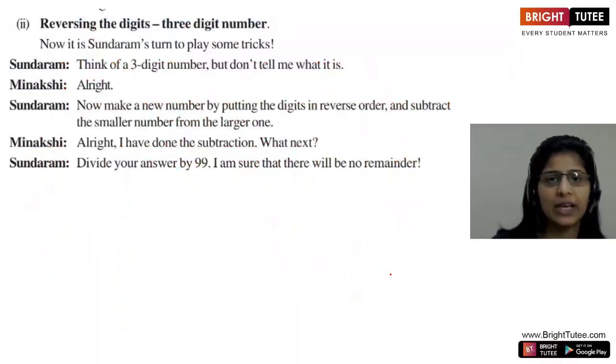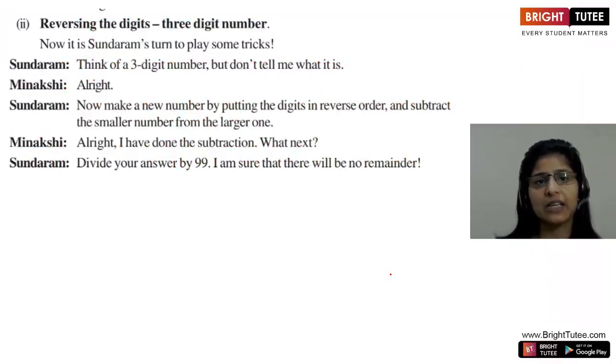Right? Moving ahead. So again with the 3-digit number we are going to play a game. Now it's Sundaram's turn to play some tricks. Earlier Meenakshi was giving him the conditions and the situations to write the numbers. Now it is Sundaram. So he says think of a 3-digit number but don't tell me what it is, and then she thought it.